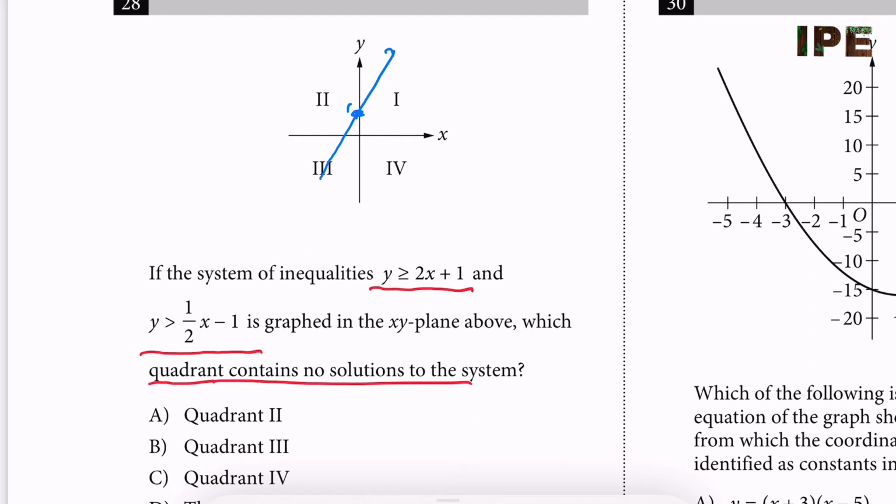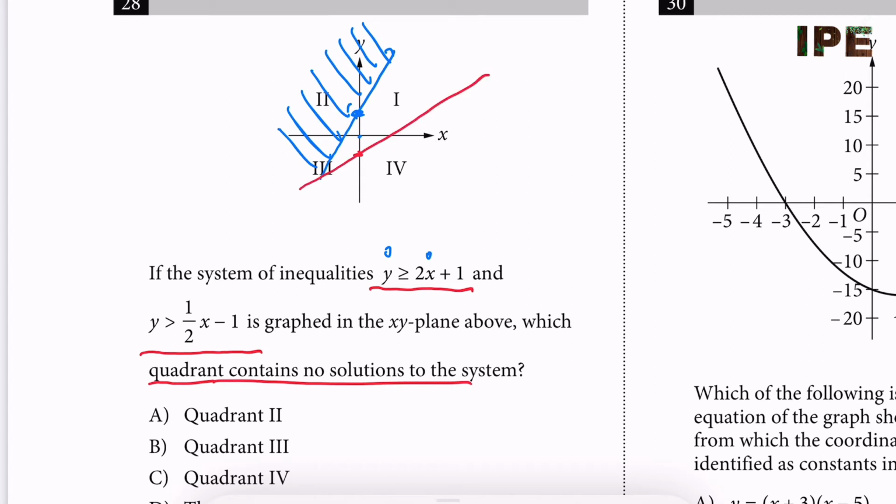I just plug in 0, 0. True or false? 0 is greater than 1, that's false. So which side? This side, the other side not including 0 and 0, because when you plug in 0, 0, that inequality becomes false. What about the second equation? It is negative 1 as the y-intercept. 1/2 is the slope, so it looks like this.